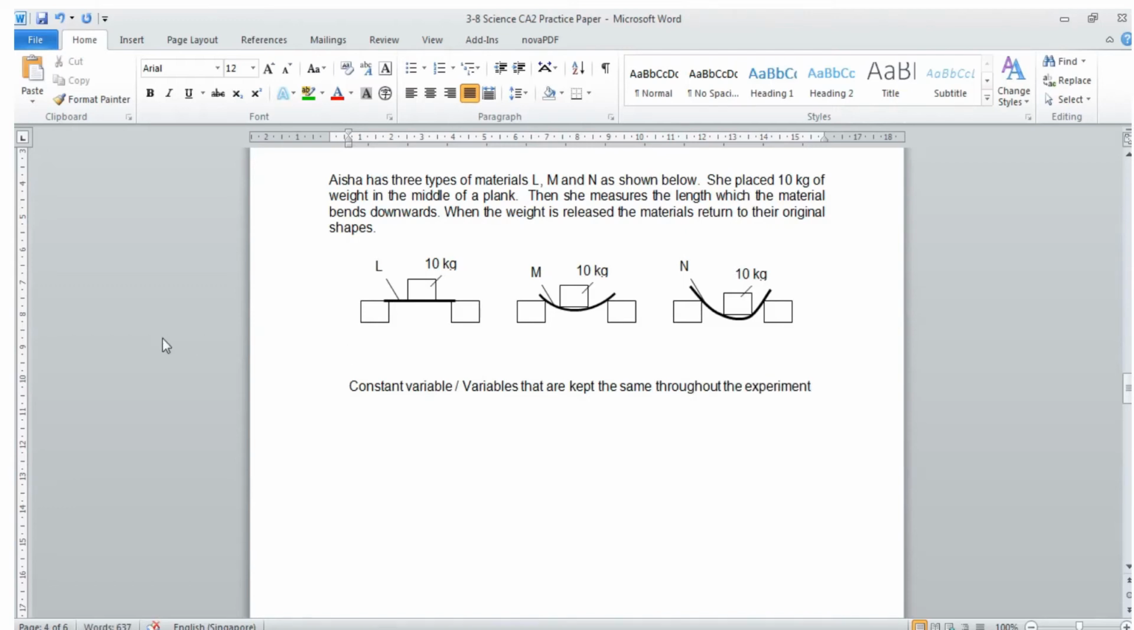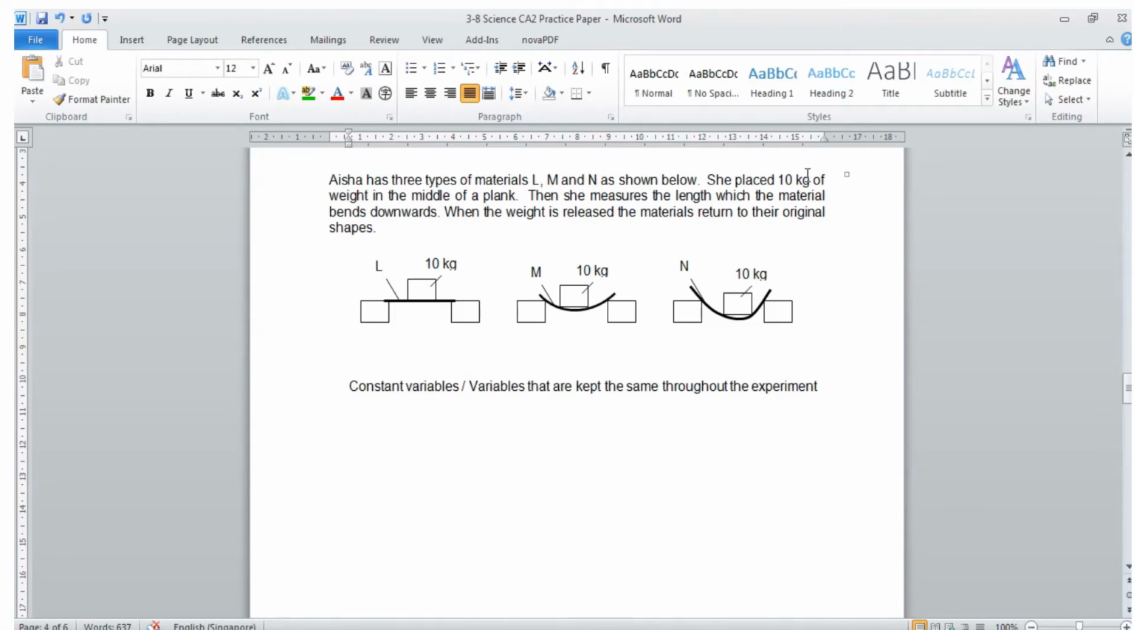Now, let's take a look at this experiment then. So Aisha had 3 different types of material, L, M, and N. So you know this is the change variable already, right? 3 different types of materials. So the type of materials is the change variable.